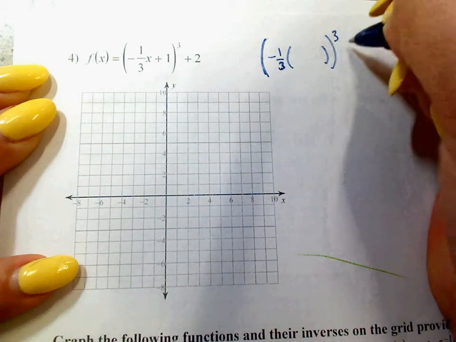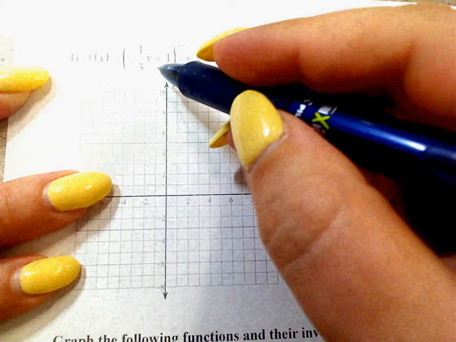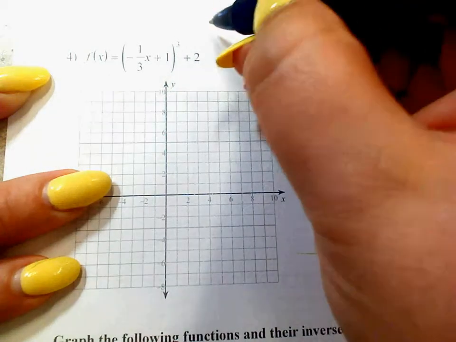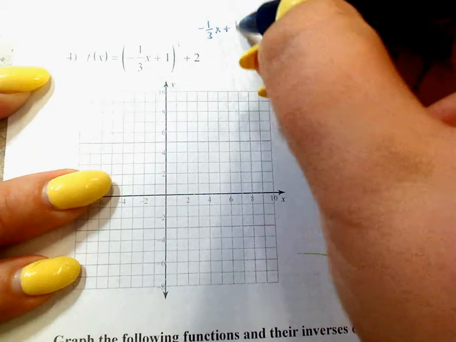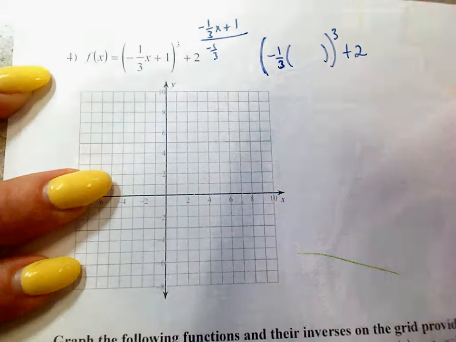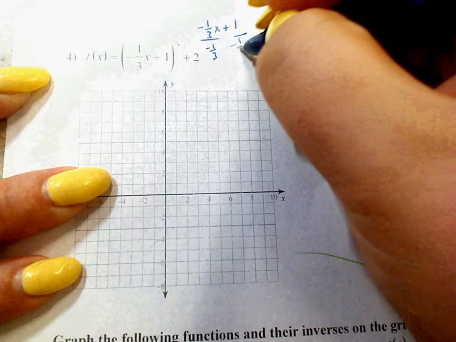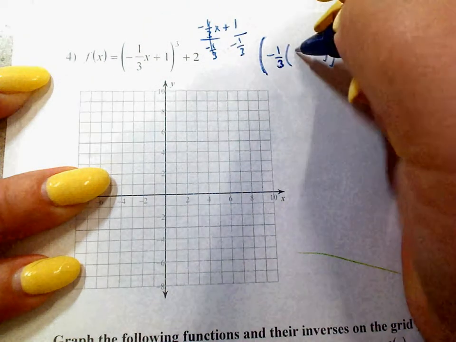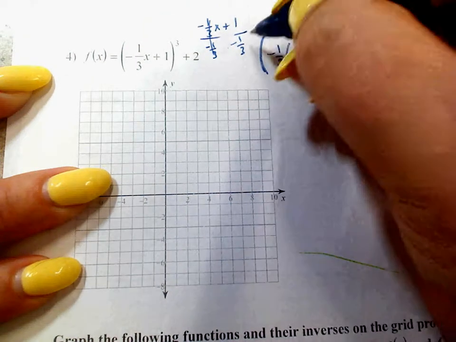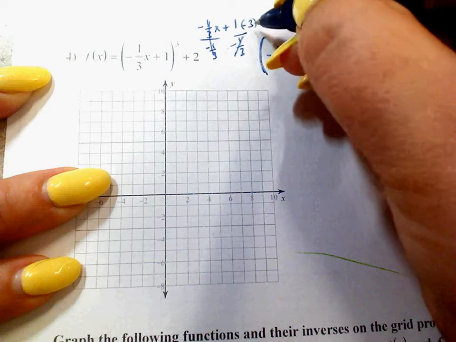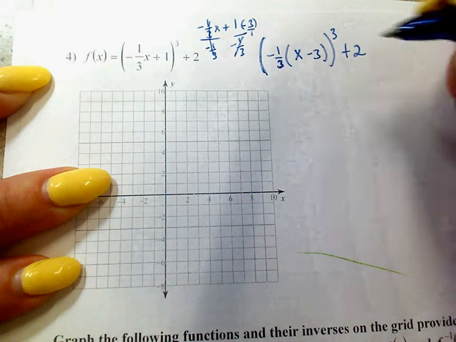So to factor out a negative 1/3 is to divide by negative 1/3. So negative 1/3 x plus 1 divided by a negative 1/3. So I'll divide each term by negative 1/3. This is just an x, but then 1 divided by negative 1/3 is the same thing as multiplying by negative 3 over 1. And so this is minus 3.